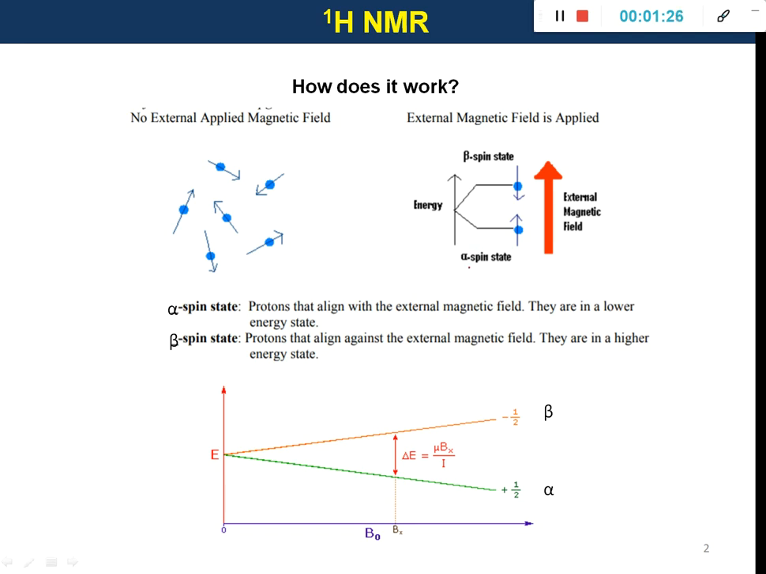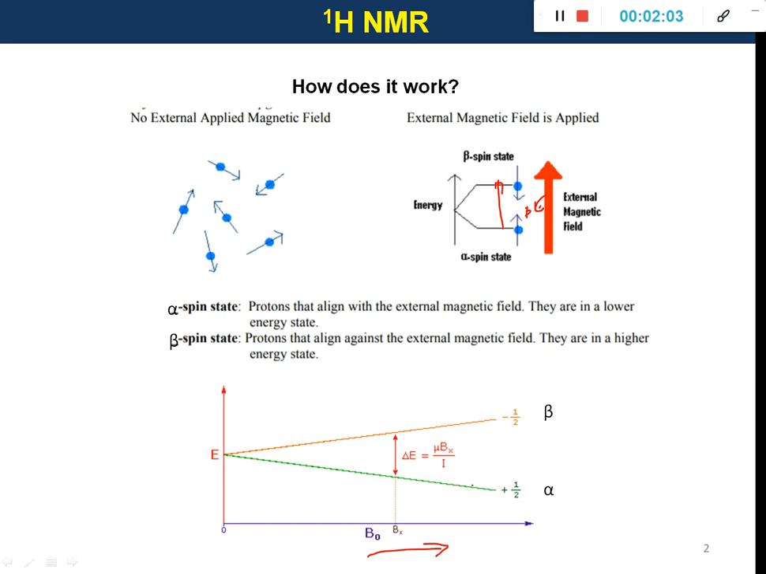Depending upon that, it leads to the splitting of energy levels. The energy difference is delta E. Delta E is the difference in energy between alpha and beta spin states. This depends upon the applied magnetic field as shown in the graph. The greater the strength of the applied magnetic field, the larger will be the splitting, so the larger will be the delta E value.